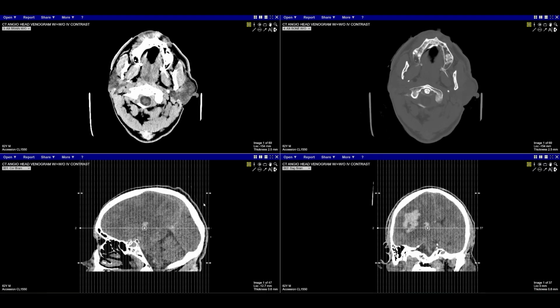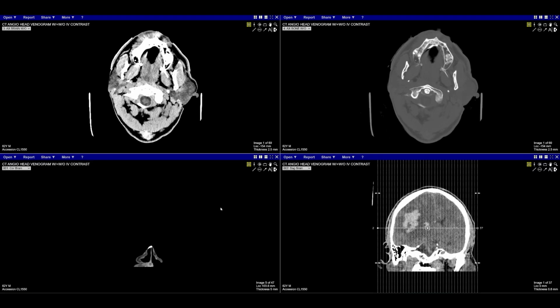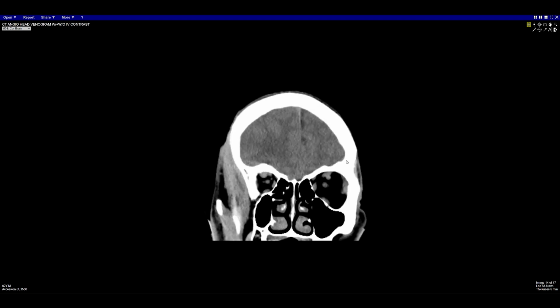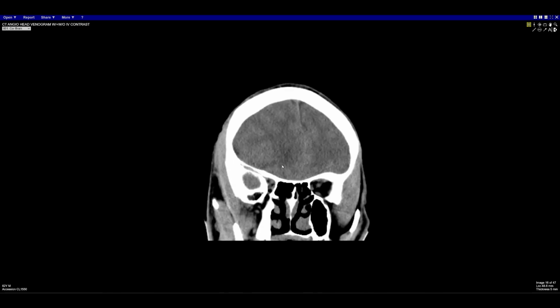Let's go back and we'll take a look at some of our reformats here. We've got a coronal reformat here. We're just going to see a lot of the same thing. Okay, as we come from front to back, you already see the sulci on the right side are effaced. CSF spaces on the left, but nothing on the right.